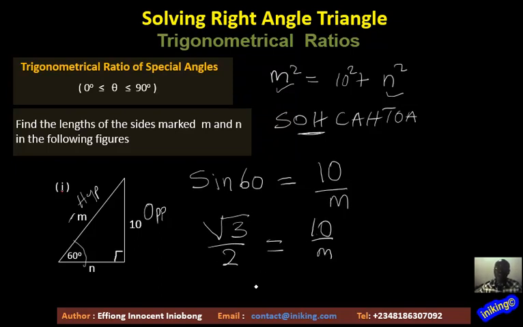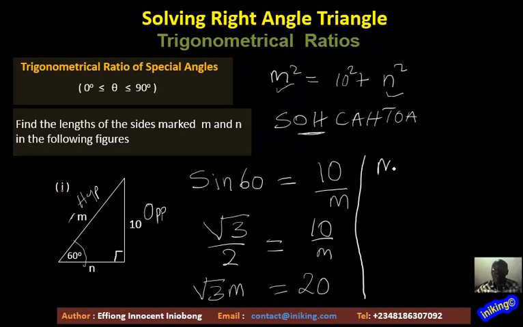I cross multiply here. That gives me root 3 times M, and 2 times 10 will give me 20. Let's divide this. To get my M, I simply divide both sides by root 3. And that gives me 20 divided by root 3.